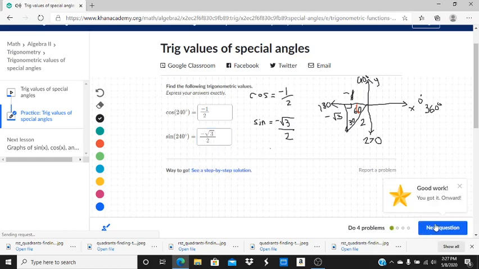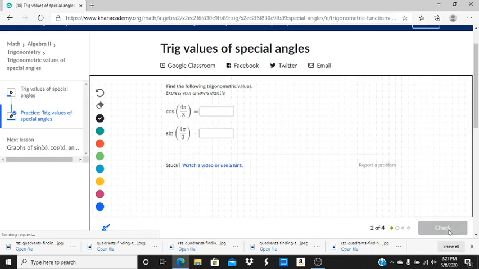Let's check our work. We got some energy points. Today is a good day. Let's go to the next one. Okay, so now the next one is in radians. So instead of using degrees, we're going to use radians.